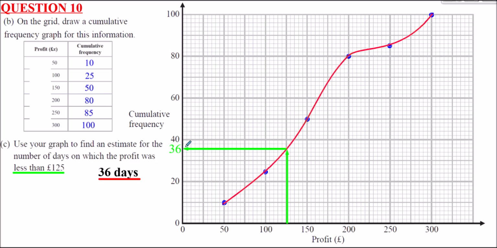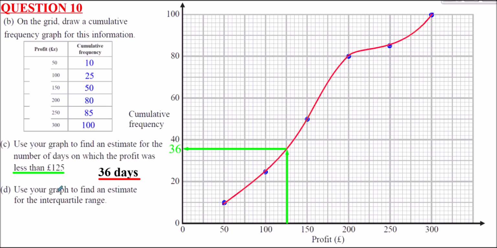If you're plus or minus a couple of days either side, you should have somewhere between 33 days and about 38 days. The examiner will give you some tolerance if your answer varies from what they think it should be, but as long as you're fairly close to 36 days and there's evidence you read it from the graph, you will secure full marks.